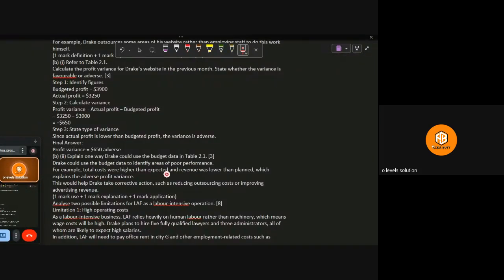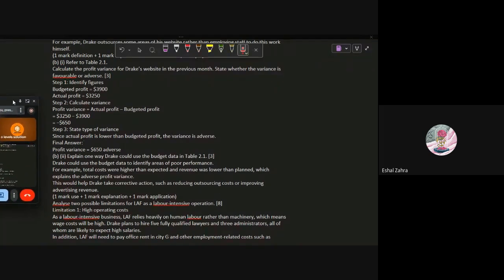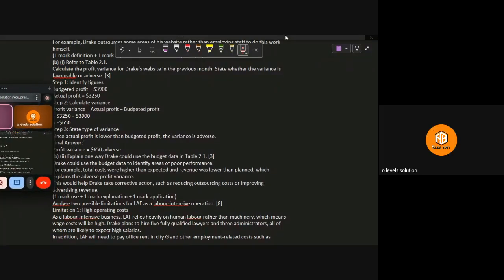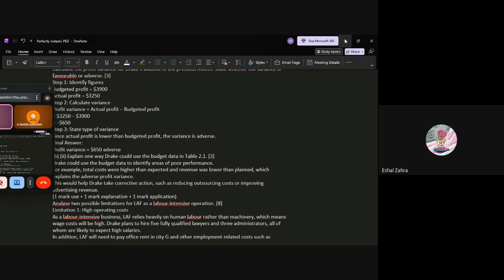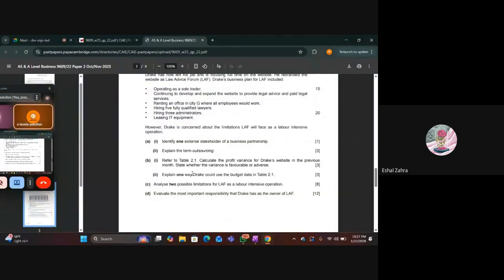Sometimes you are also asked for the calculation for 4 marks, and it's very difficult to calculate also. And this is asking for 3 marks, but sometimes they ask for 4 marks.